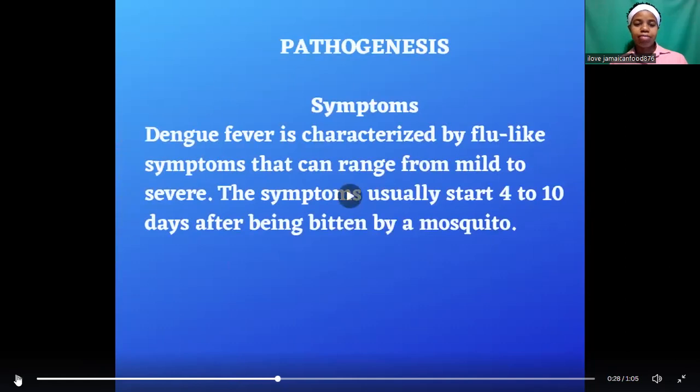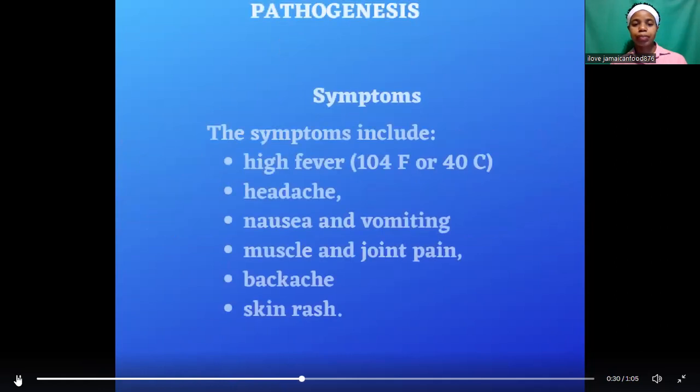Symptoms. Dengue fever is characterized by flu-like symptoms that can range from mild to severe. The symptoms usually start 4 to 10 days after being bitten by a mosquito. The symptoms include a high fever of 104 degrees Fahrenheit or 40 degrees Celsius, headache, nausea and vomiting, muscle and joint pain, backache, and skin rash.